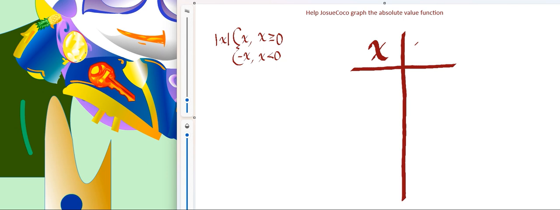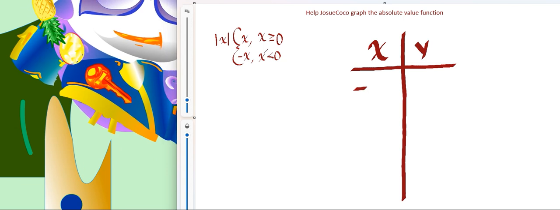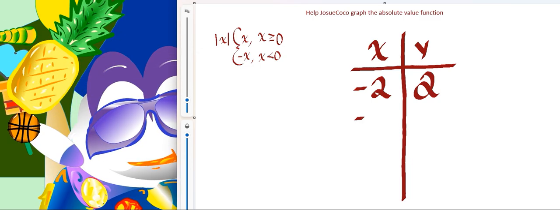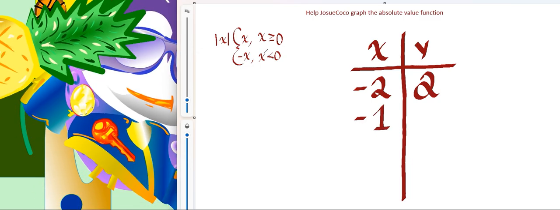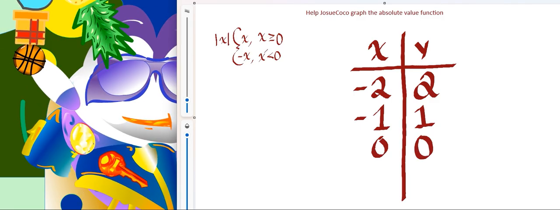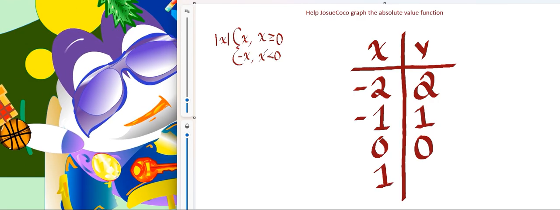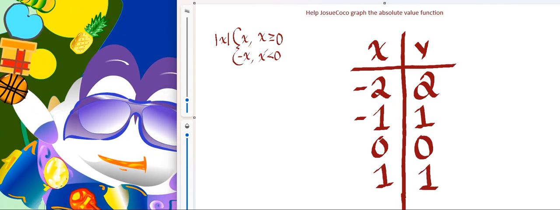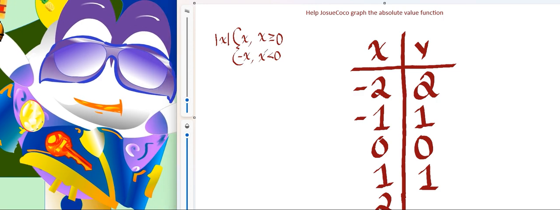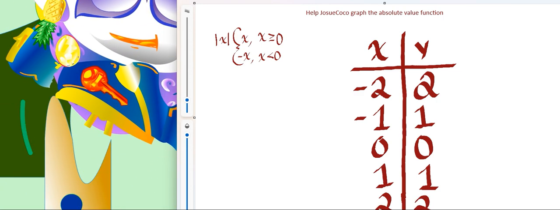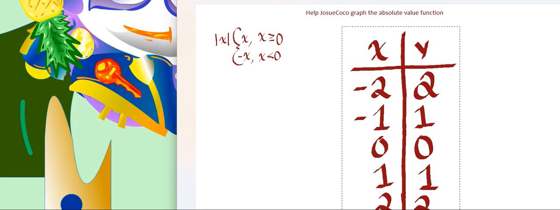On our left we have x, on our right we have y. When x equals negative 2, y equals positive 2. When x equals negative 1, y equals positive 1. When x equals 0, y equals 0. When x equals 1, y equals positive 1. And when x equals 2, y equals positive 2.